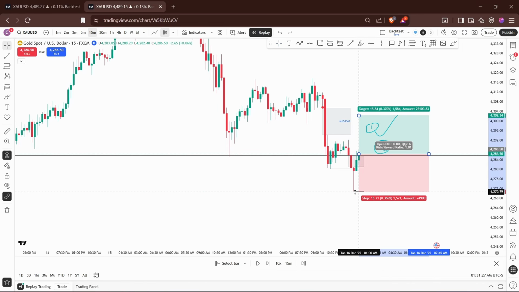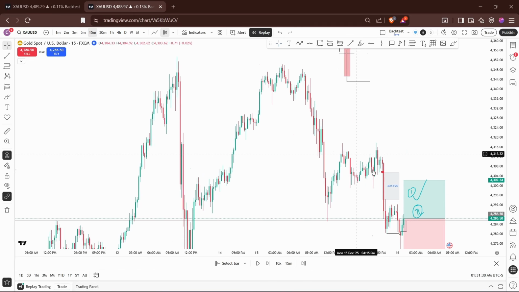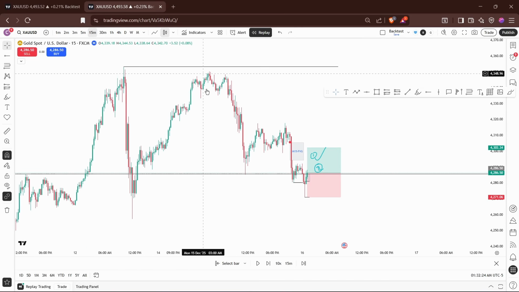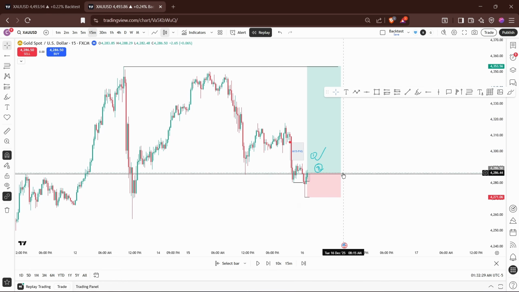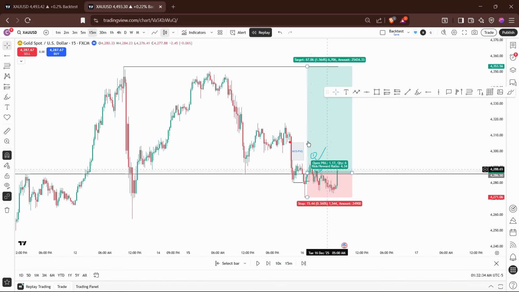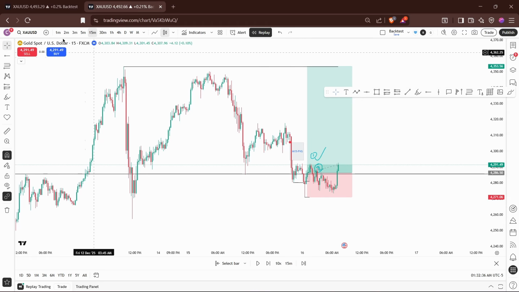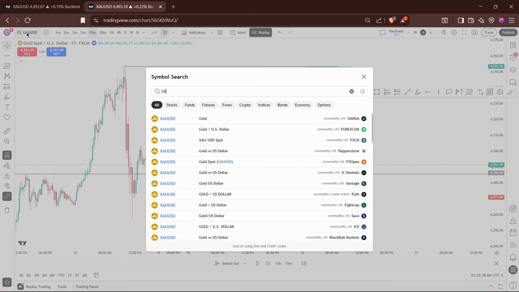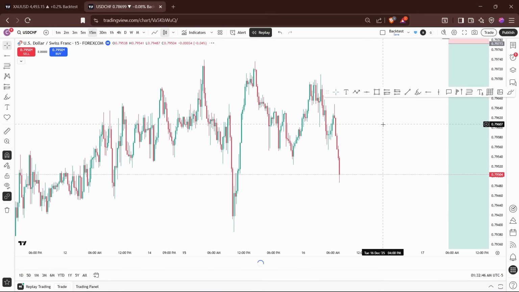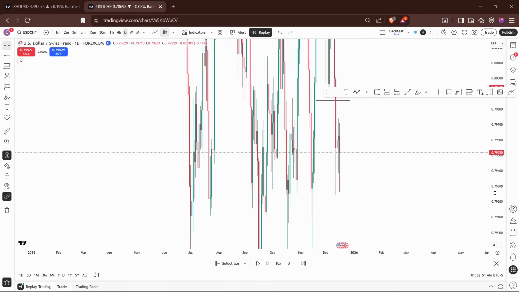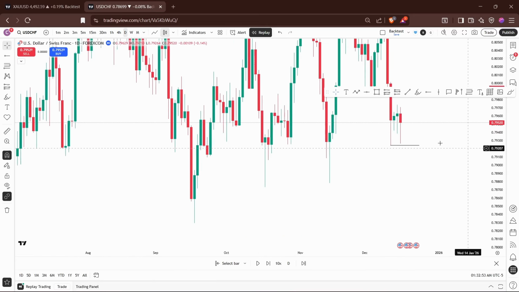After getting the 3 entry confirmations, we can take the trade, and then our target will be this high and this high. So we will put our target here, and then we will continue our trade like this. We can take a trade like this in a bullish scenario. And now I will talk about the bearish scenario also. For the bearish scenario, I will talk about the recent trade that I took.